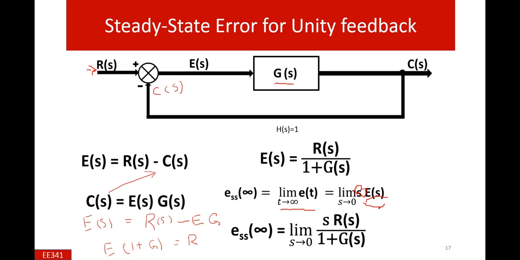Just to visualize the concept in a deeper way, for example, if there is no unity feedback, H(s) is not equal to 1, then this steady state error relation changes slightly, as G(s) is multiplied by H(s). This small variation also represents the steady state error for non-unity feedback systems.